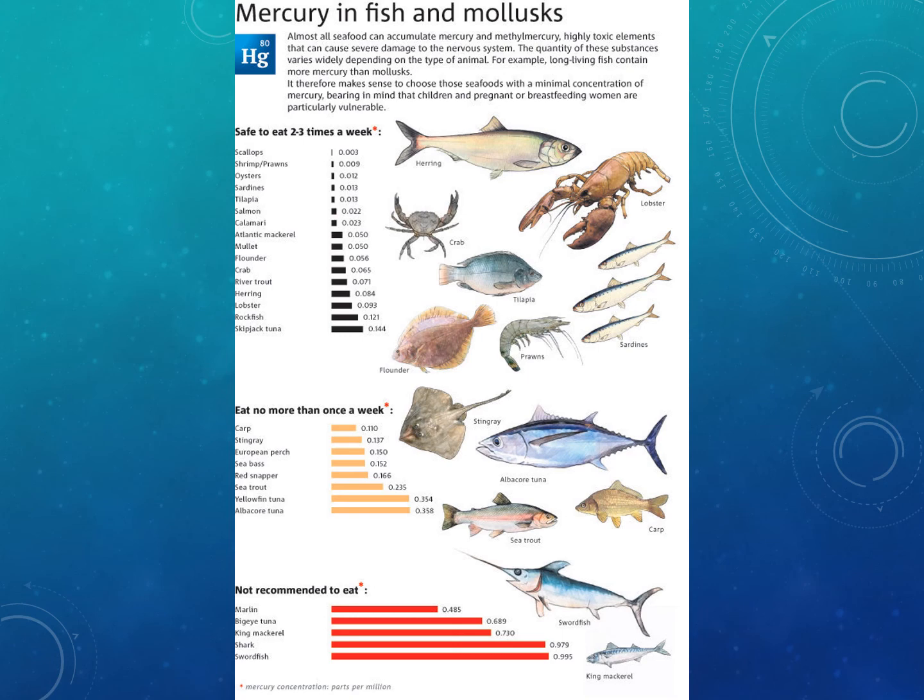Mercury poisoning is very serious, as is lead poisoning. It can cause major issues, again, with not only reproductive tissue, but also in your brain tissue as well.